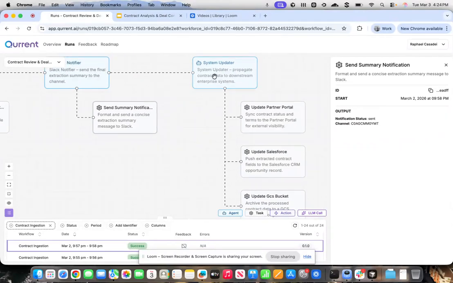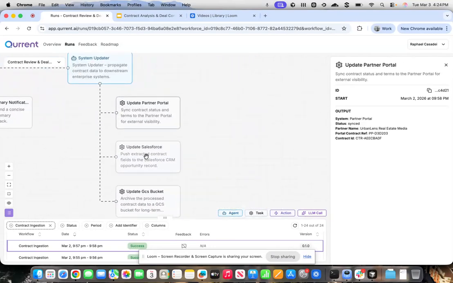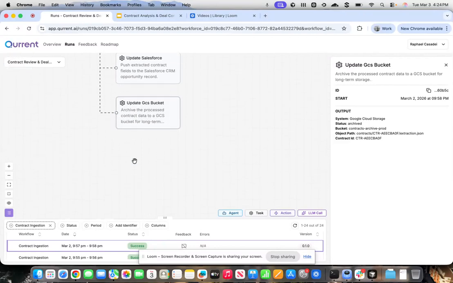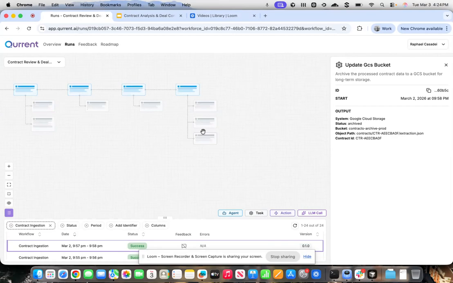And last but not least, we have the system updater agent. The goal of that agent is to really update the partner portal, so that can be your PRM or a CRM such as Salesforce, or potentially lodging data into a GCS bucket or an S3 bucket if that data is consumed by another system. And so this is what the workflow is about.